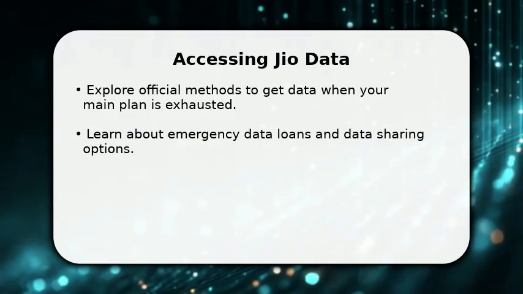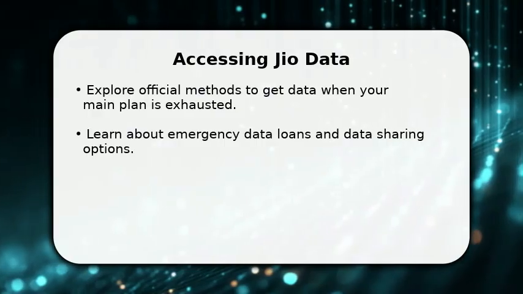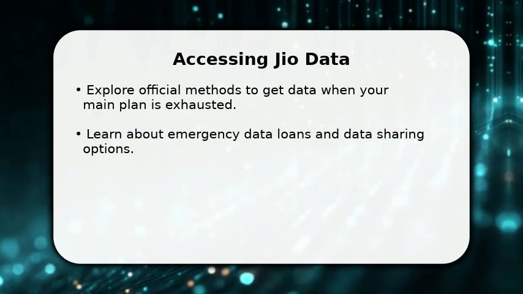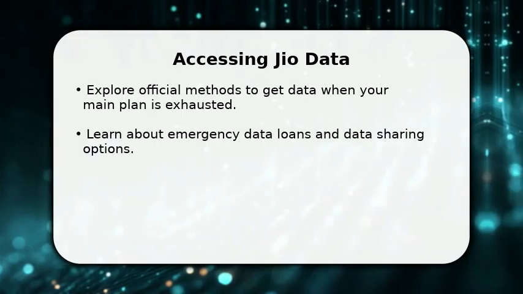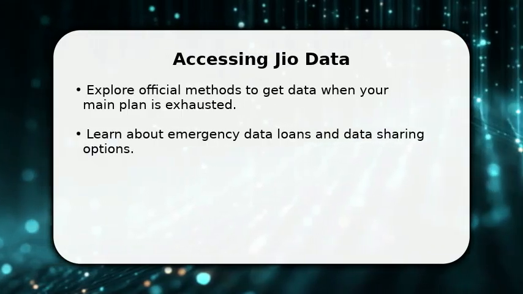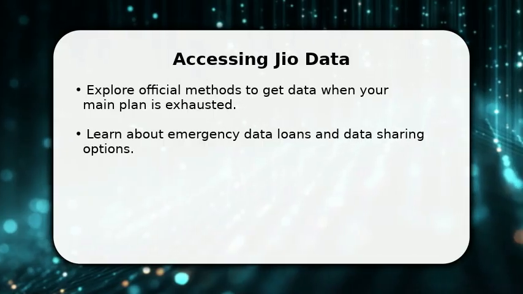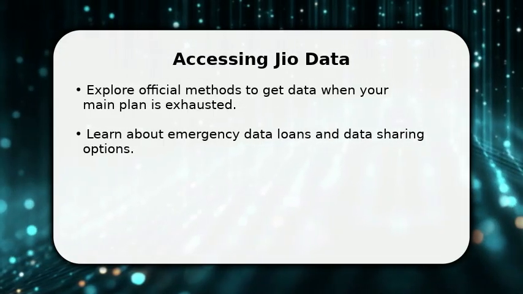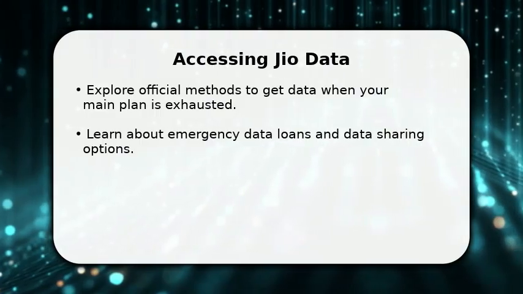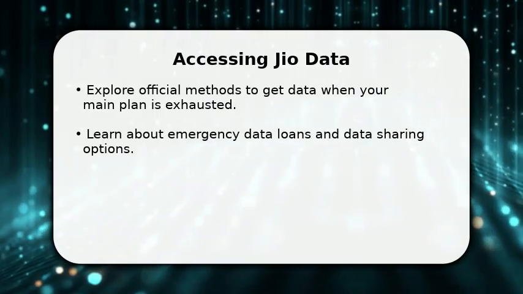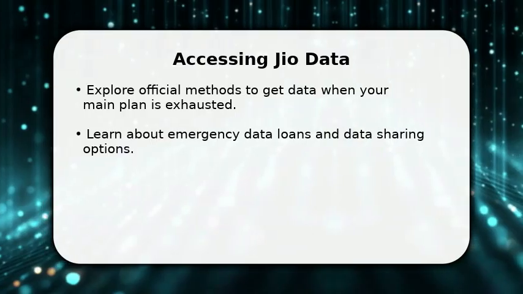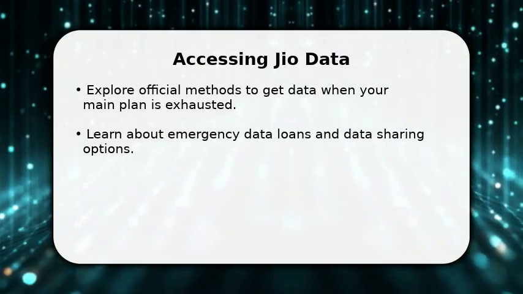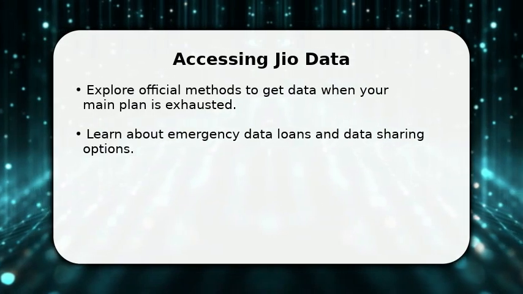In this video, I will explain how to access data on Geo when your primary plan is exhausted. We will cover official methods like emergency data loans and how to potentially share data with family. Understanding these options can help you stay connected without an immediate recharge. We will also look at other ways to get some extra data or manage your usage effectively. Let's dive into the details and explore these helpful features to keep you online.